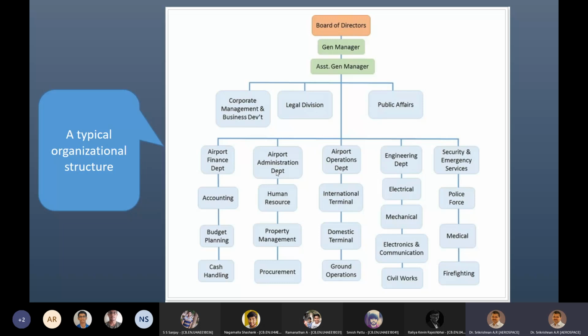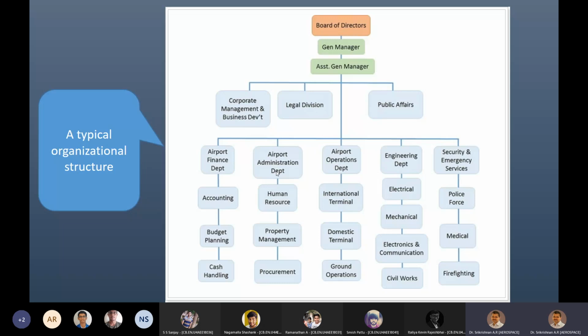Similarly, the operations department, which as per this organizational structure has three activities: ground operations, domestic terminal operations, all operations like passenger handling, the luggage handling, etc., which are part of the terminal. And if there is an international terminal, the activities related to that. So all these are reporting to or functioning under the airport operations department.